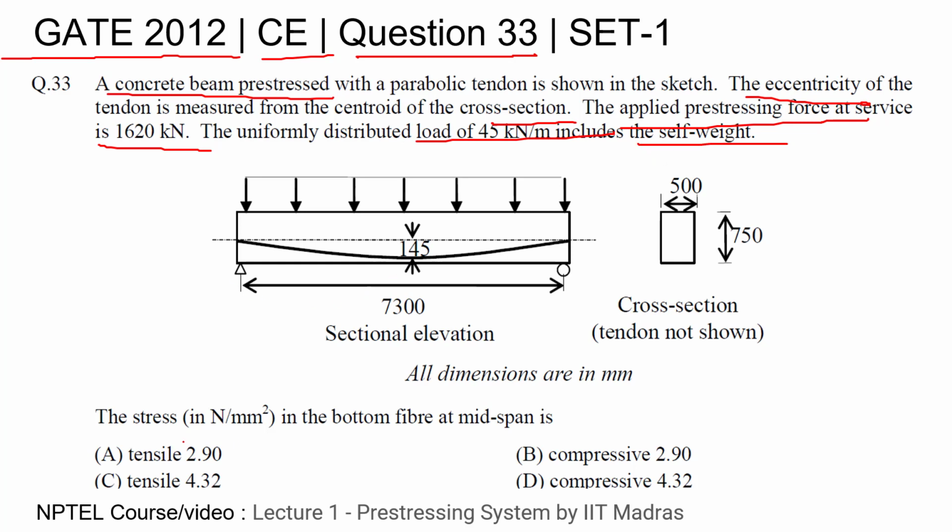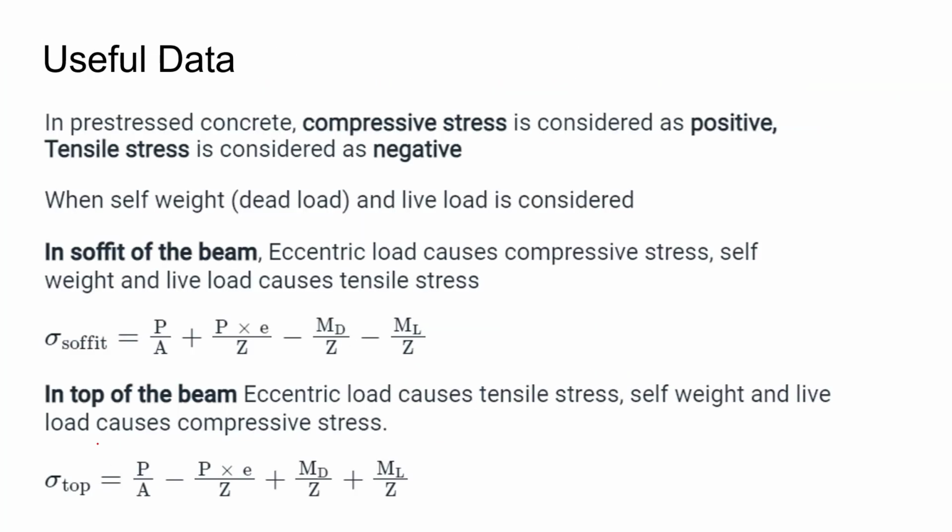This is the diagram they have given. This is the side view and this is the cross sectional view. We have to calculate the stress in Newton per mm square in the bottom fiber at mid span. They have given 4 options. For this question, we can refer to this NPTEL video lecture. Let's try to solve this question.